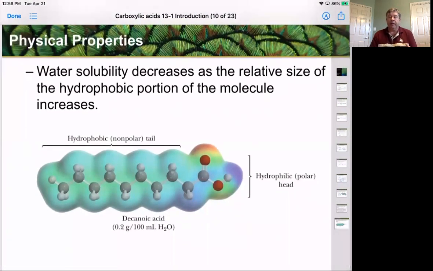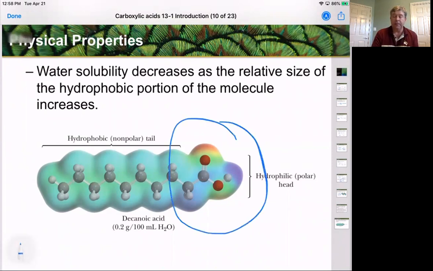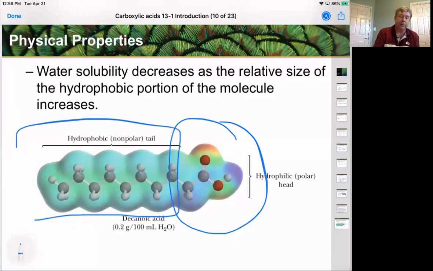And part of that has to do with the idea that they have this very, very polar head, which is where the hydrogen bonding takes place. But the rest of the substrate here is what we call a hydrophobic tail, or that non-polar tail. So what we'll see when we use these again and again is that at a certain number of carbons, which is approximately 6, the hydrogen bonding alone will pull it in.